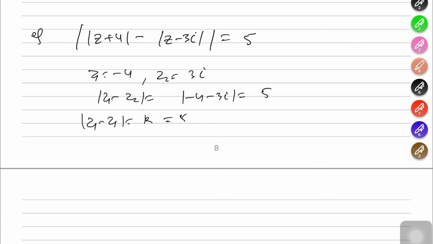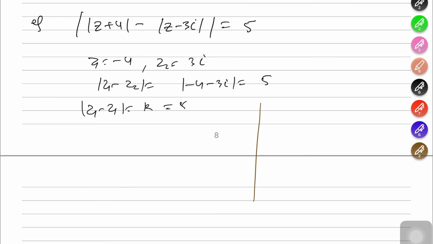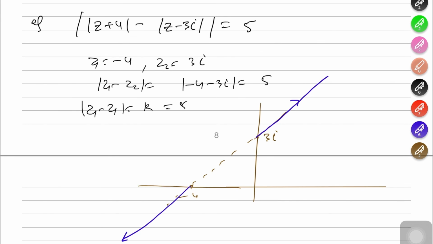So how do we draw it? This locus is, so −4 is somewhere here, and 3i is somewhere here. So observe, the locus is a ray from 3i, and this is from −4. Okay, so this represents a ray. Locus is a ray.